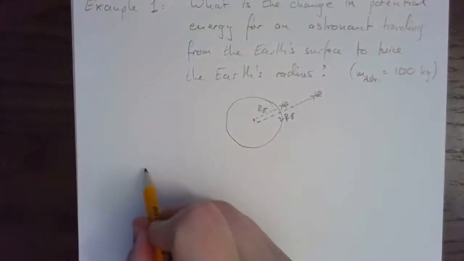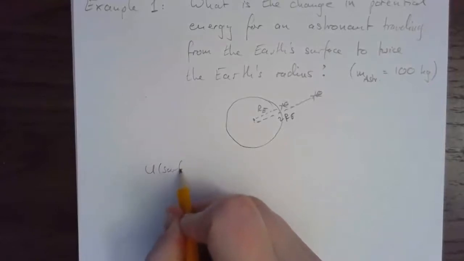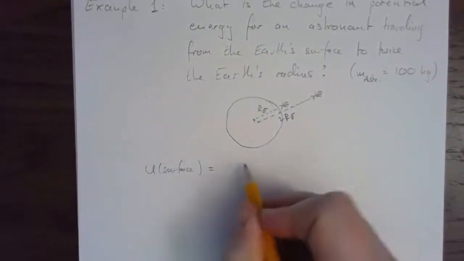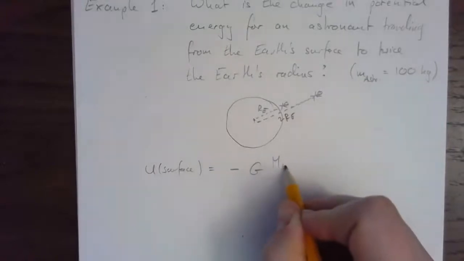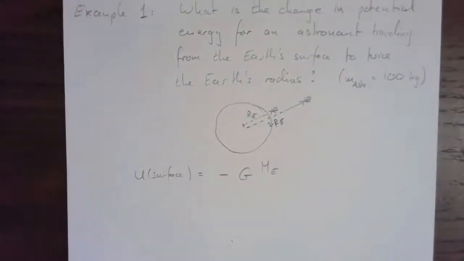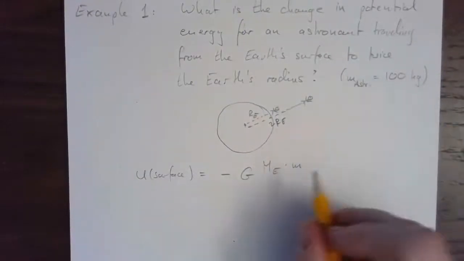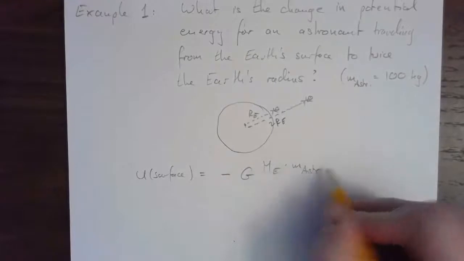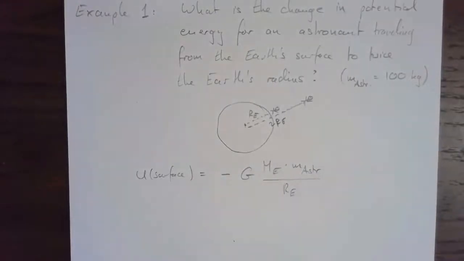Well, let's work it out. The potential energy at the surface is minus G times the mass of the Earth, times the mass of the astronaut. Those are the two objects interacting, divided by r of the Earth, the Earth radius, 6,400 kilometers.